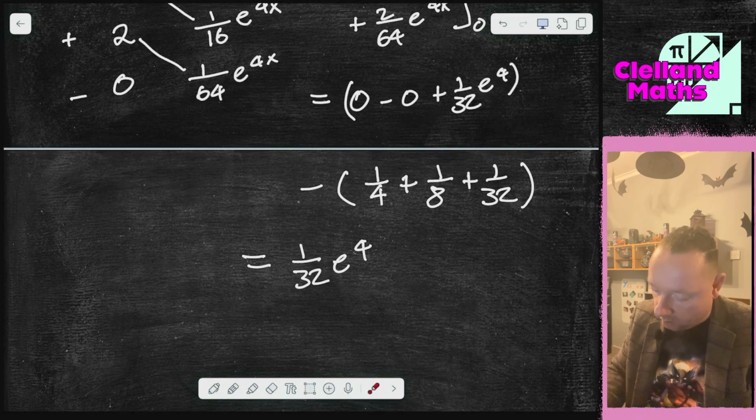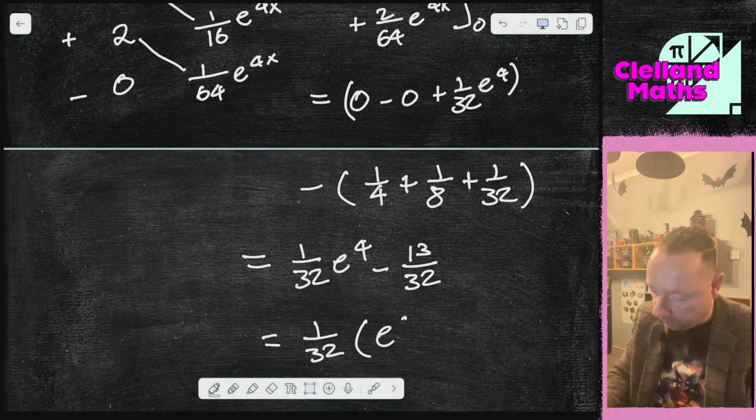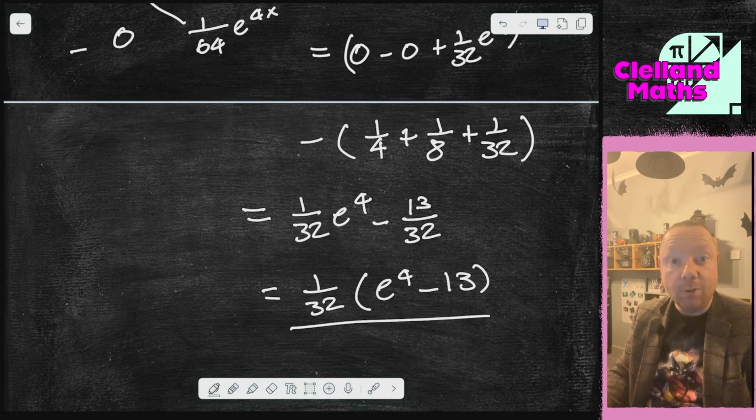We can make this all out of 32, so timesing that by 8, we would get 8. Timesing that by 4, we get 4. 8 and 4 is 12, and 1 is 13. So minus a 13 over 32, or if you want, you can take 1 over 32 out and have e to the 4 minus 13 in brackets, and there's your exact value, and we're done there.